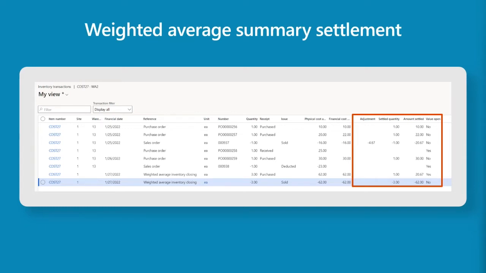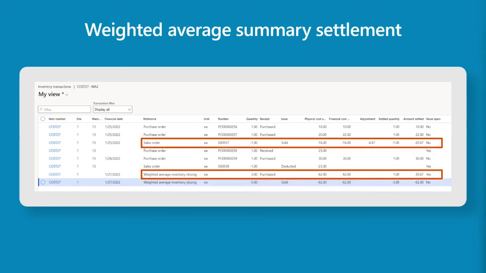The remaining on-hand inventory from this period will now be assigned a value of $20.67 per unit, which will then impact the cost calculation for the following period. You can see that 2 new inventory transactions were created from closing for the weighted average inventory closing. This is what it looks like when the system uses the summary settlement method.